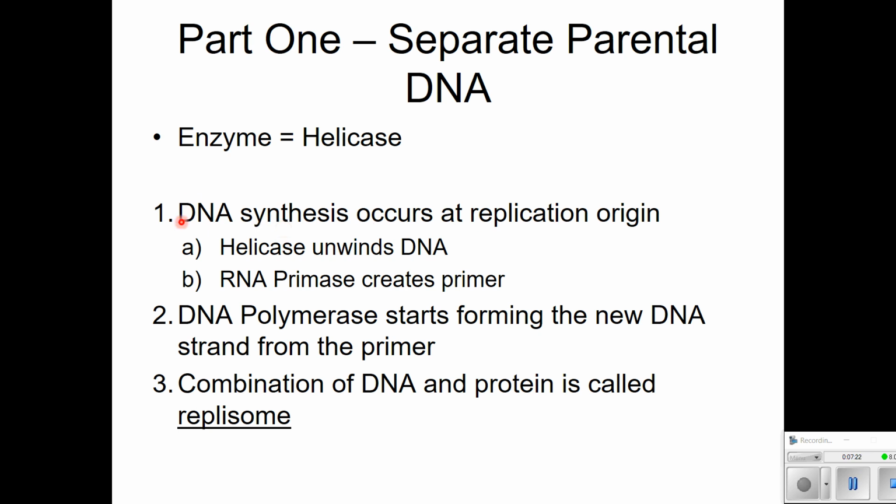DNA synthesis, remember, is the making of a new DNA molecule. That's going to occur with the use of something called RNA primase. RNA primase is going to create a primer, and primers are required for DNA synthesis to get started. As soon as a primer is laid down, an enzyme called DNA polymerase will start making the new strand at the end of the primer sequence. That primer sequence lets DNA polymerase know where to start, and then polymerase starts making the new DNA molecule after the primer.